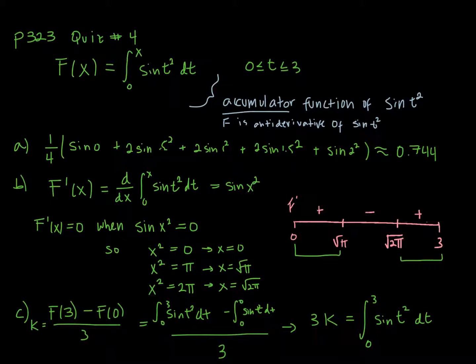So in part A, I want to estimate capital F of 2 using a trapezoidal method. Remember, capital F is simply accumulating the area under the curve sine of t squared. So from 0 to 2, I'm going to accumulate this area, and I want 4 subintervals. So I'm going to go from 0 to 0.5, 0.5 to 1, 1 to 1.5, and 1.5 to 2.